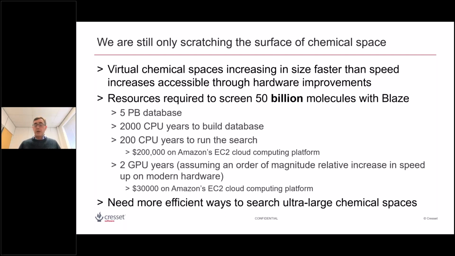So we were asked by a partner of ours, a big pharma company, Bayer, and they had Blaze. They really liked the results from Blaze, but they wanted to know, could they develop a technique that was like Blaze, but could be used on these data sets that are orders of magnitude larger than Blaze can cope with out of the box.